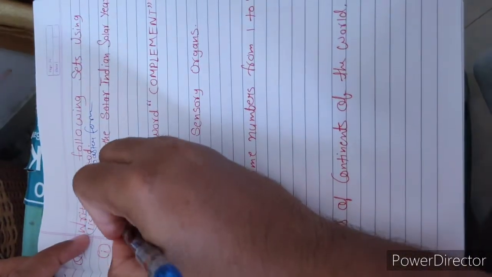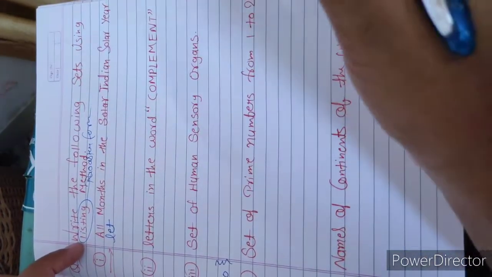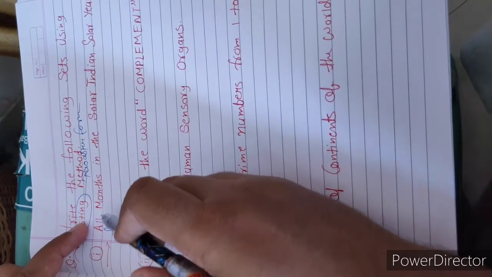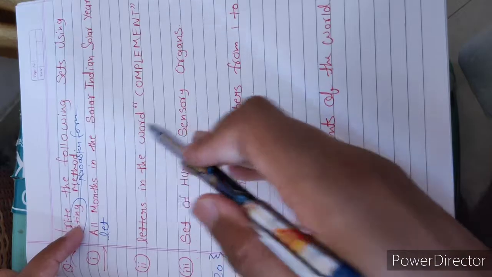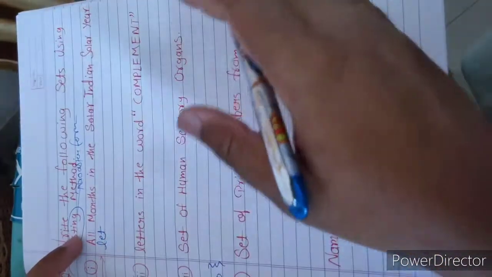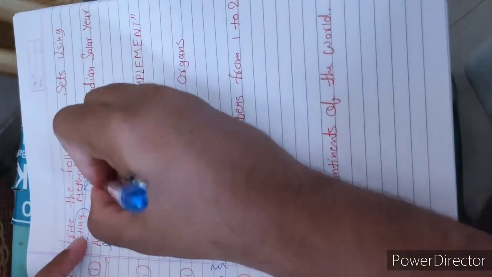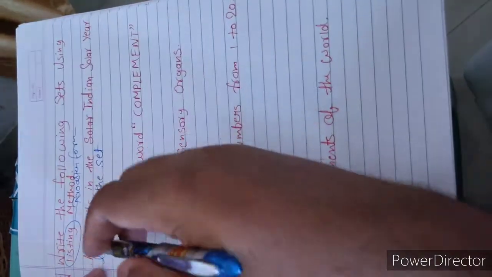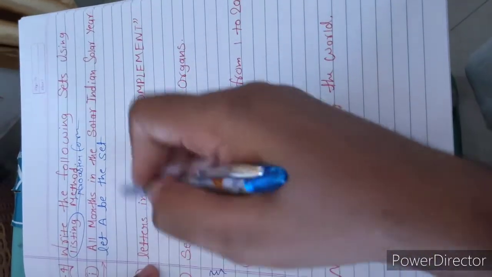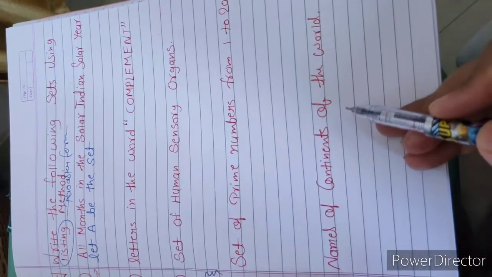Let. Firstly, in the first step you have to consider an alphabet for denoting that set. So I am here considering A. In the next question I will consider B, then C, then D, then E, and so on. You have to write at the start "Let A be the set". In the second, let B be the set, let C be the set, let D be the set, let E be the set, in that way.